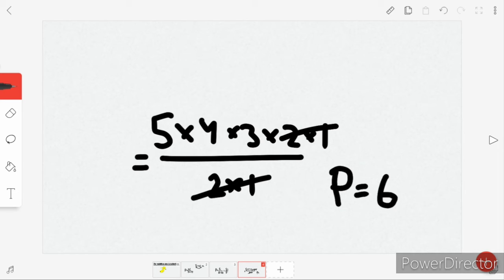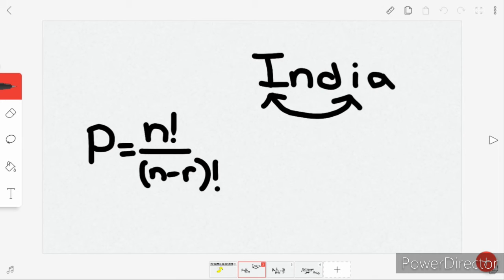So that's how we're going to use it. So once again, I'll just repeat what we did. In the equation, we have P equals n factorial divided by n minus r factorial, right? And we take the total number of letters. There's 1, 2, 3, 4, 5. So I, N, D, I, A. So that's the total number.